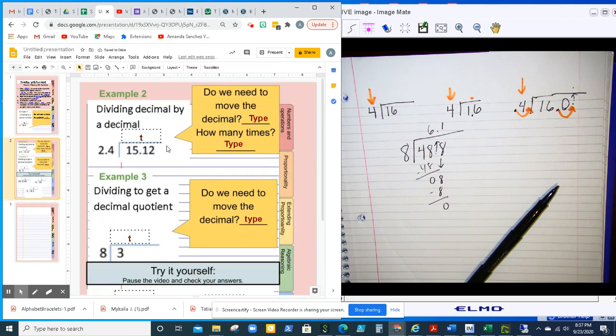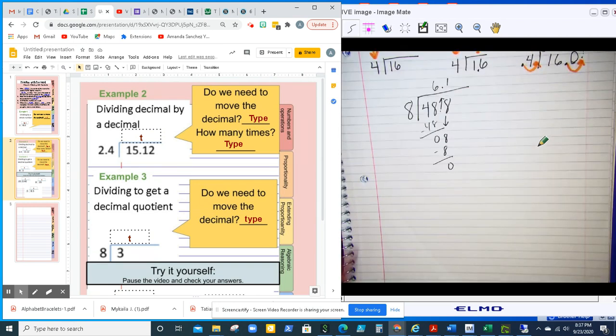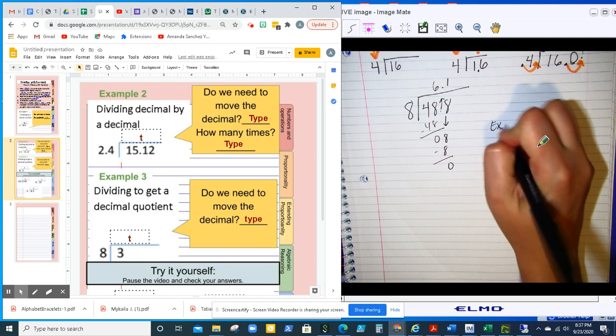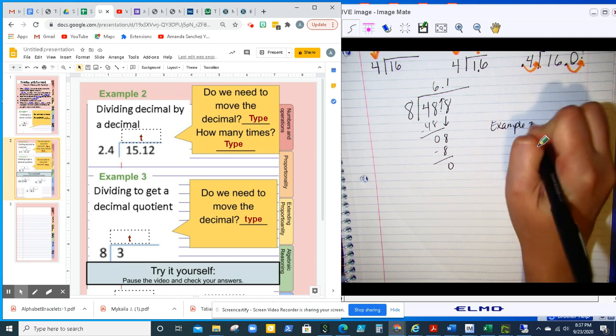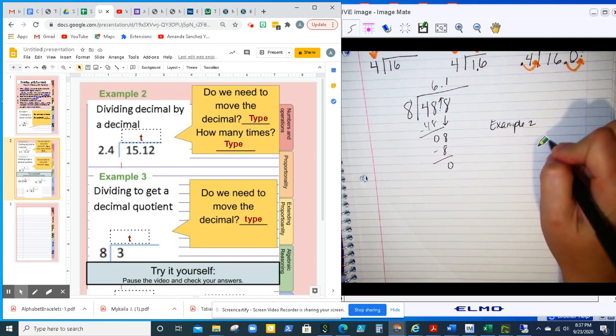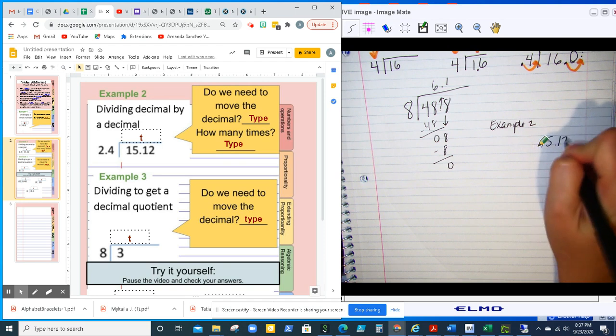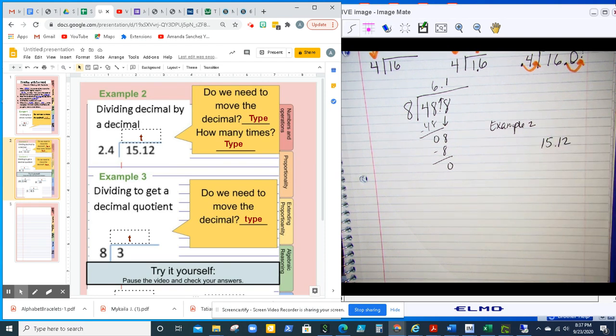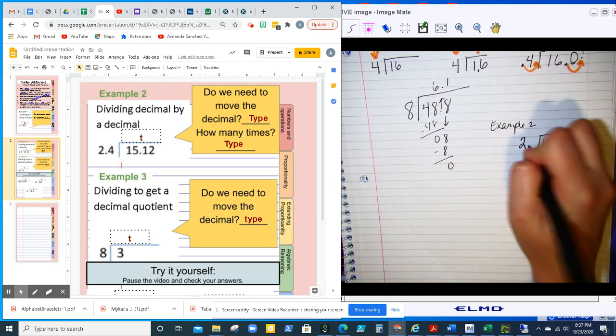Okay, now example number 2. Now we are dividing a decimal by a decimal. So example 2 is 15.12 or 15 and 12/100 divided by 2.4.